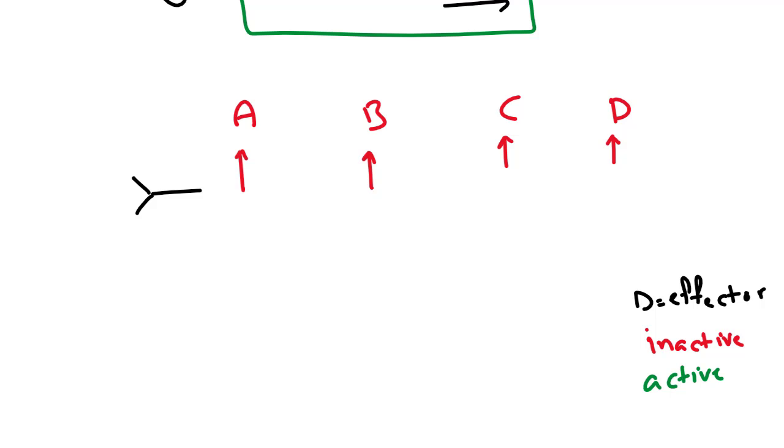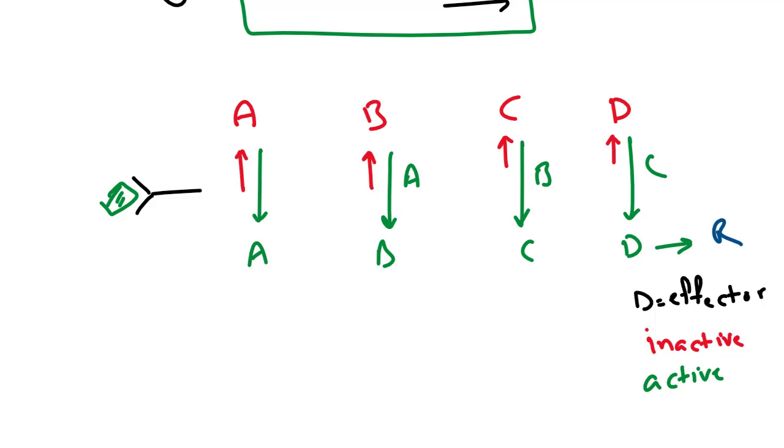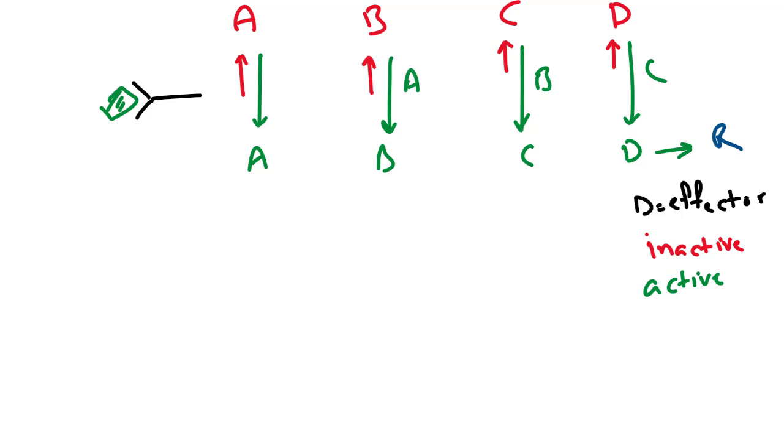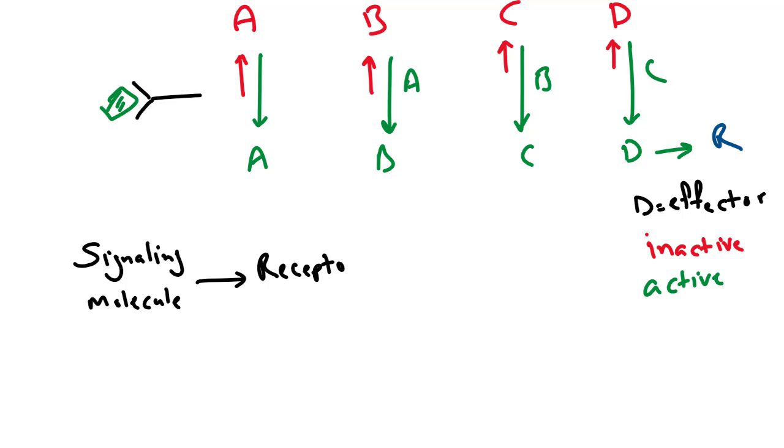Now let's rewrite the turning on process again. So how this is written to make life a little bit easier, instead of having to write all this out, is signaling molecule activates receptor, which activates A. A goes on to activate B. B goes on to activate C. C goes on to activate D. And D will lead to the response.